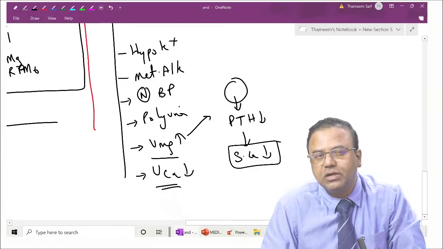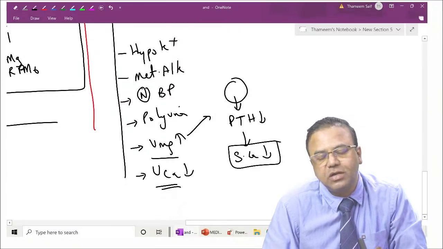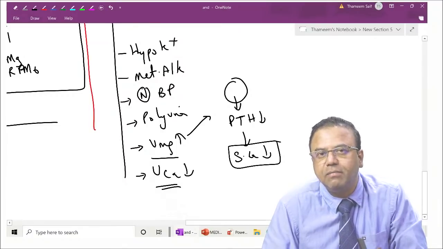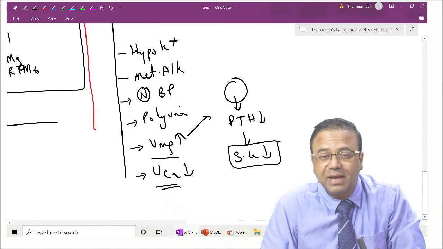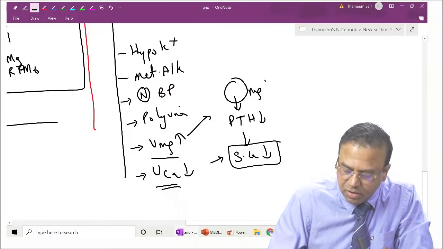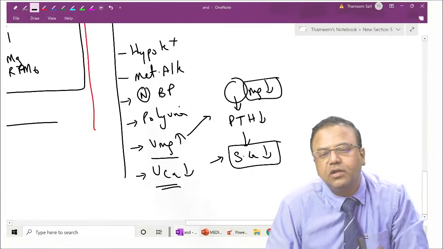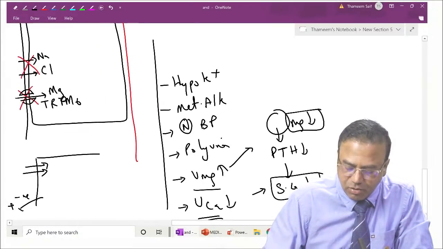Many students have this logic: if there is calcium loss in the urine in Bartter's, serum calcium must be low. That's not true. In Bartter's, calcium is maintained by multiple feedback circuits. Whereas in Gittleman, the serum calcium will be low. The reason why serum calcium is low in Gittleman is because magnesium is low, and magnesium is required for the formation and release of parathormone. So this is an important concept to remember. Anyway, this is about Gittleman.